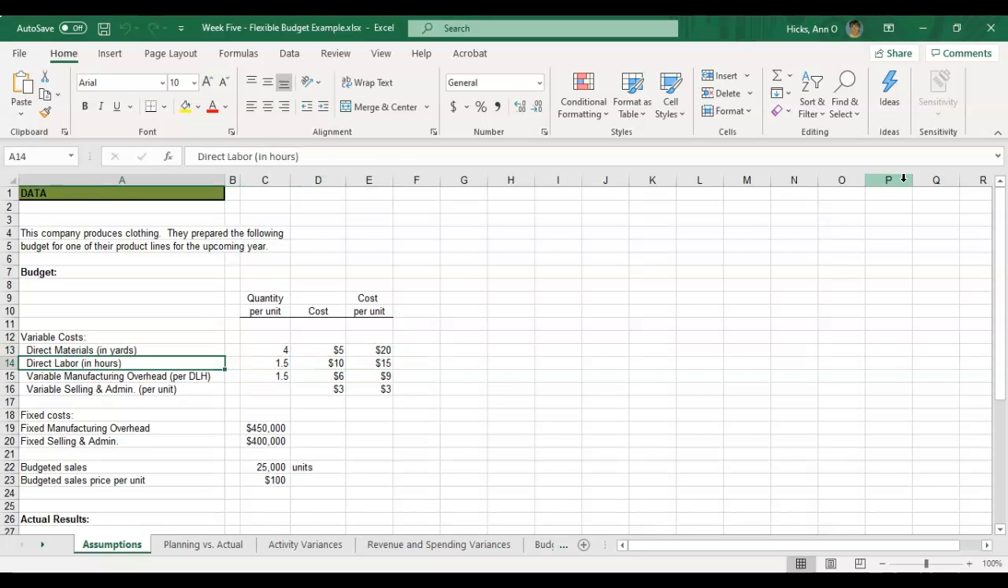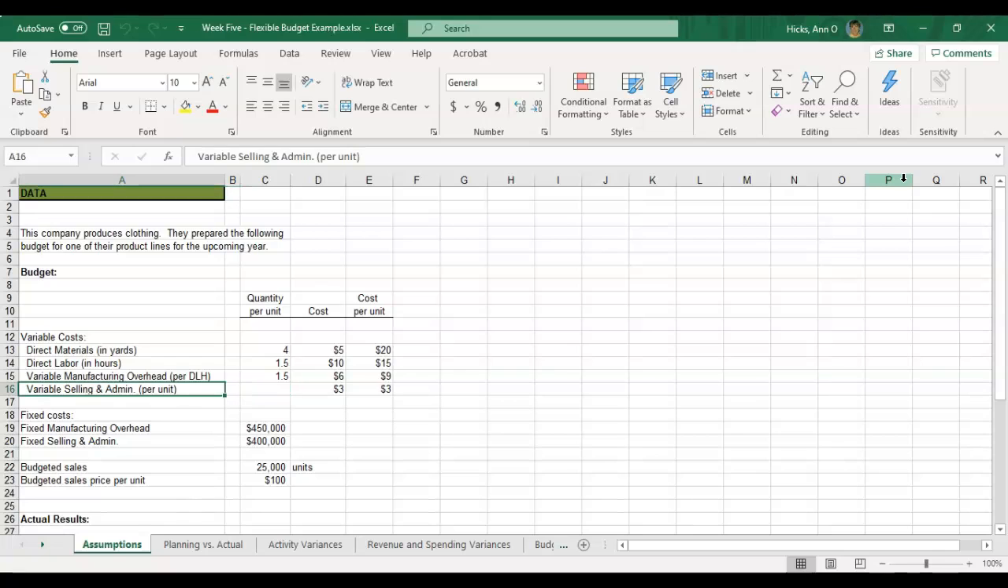For direct labor, which we will define in hours, we're going to budget 1.5 hours of direct labor per unit, a cost of $10 per hour, which gives us a direct labor cost per unit of $15. Then variable manufacturing overhead, we have determined we're going to allocate that based on direct labor hours. So again, we'll look at the number of direct labor hours per unit, which is 1.5. We're anticipating variable manufacturing overhead to be $6 per direct labor hour, which means $9 per unit.